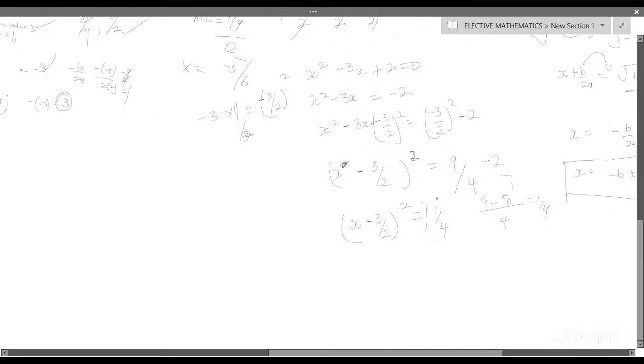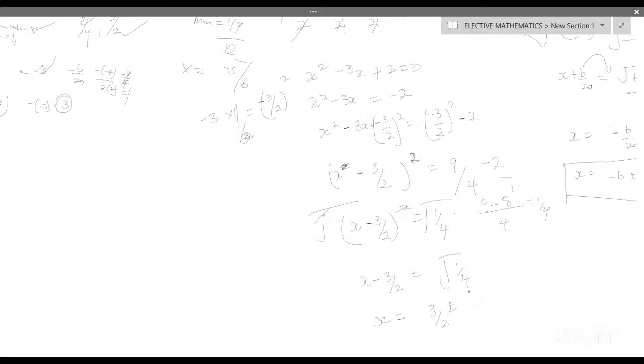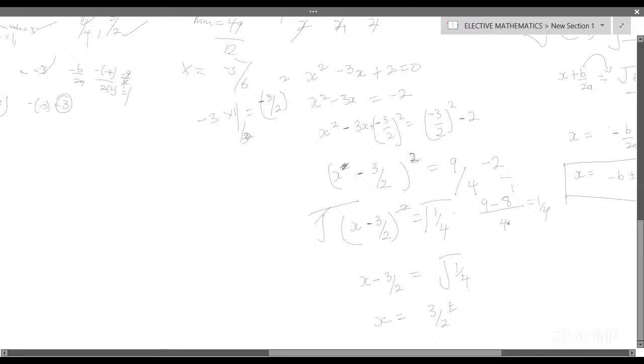So at this point, we take the square root of both sides. This cancels this, right? We are going to get x minus 3 over 2 equal to what? Root of 1 over 4. X equal to 3 over 2 plus or minus, what's the square root of 1? Square root of 1 is 1, right? So plus or minus 1 over 2. Do you agree with me? It's plus or minus 1 over 2.